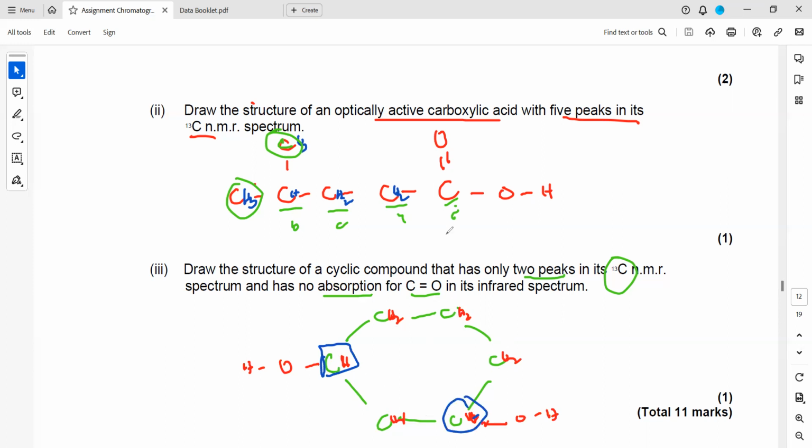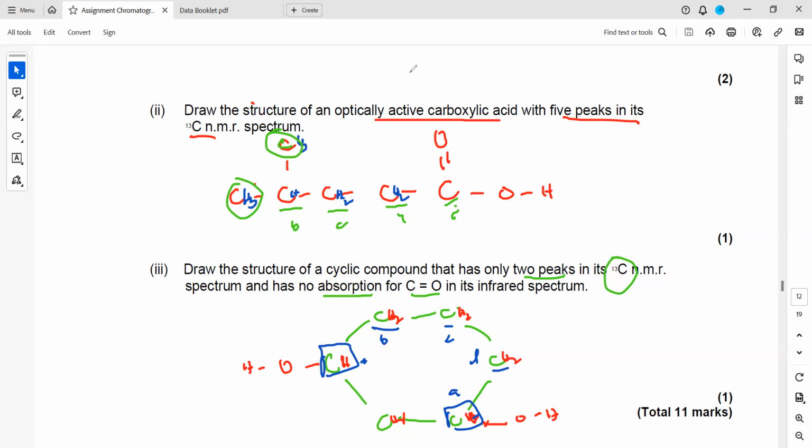For these two, yeah, same. Sorry, these two will be same. But when we talk about the other carbons, this will be another environment. Like this is carbon A, this is carbon B, this is carbon environment C, carbon environment D, and carbon environment E. So there are five different carbon environments.